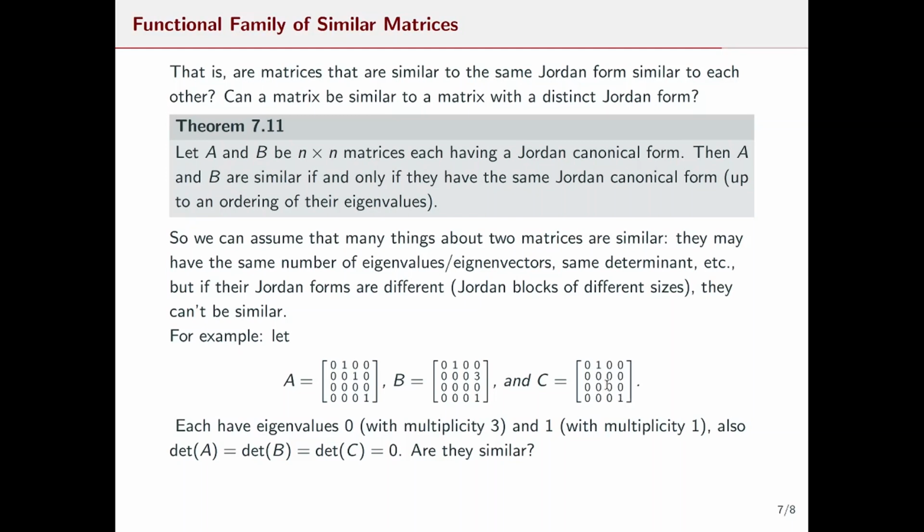So it turns out that because A has Jordan blocks of a different size, it's not similar to B and C, which are in fact similar to each other. In fact, C is just the Jordan canonical form for B.